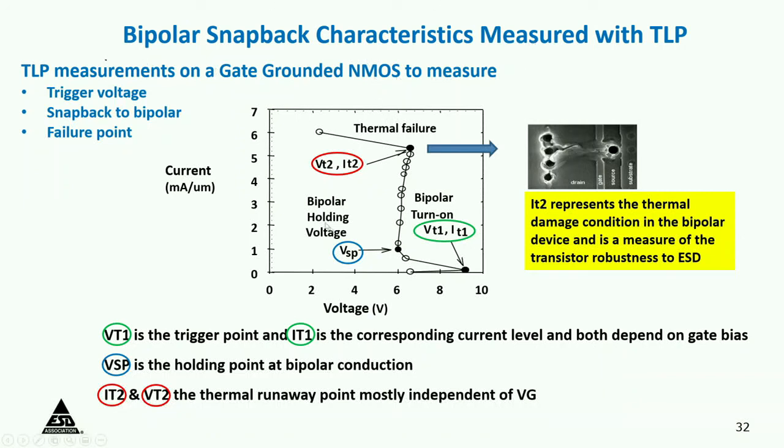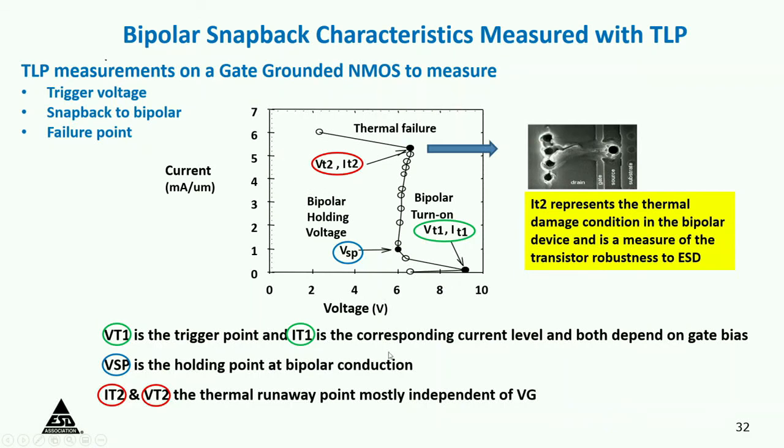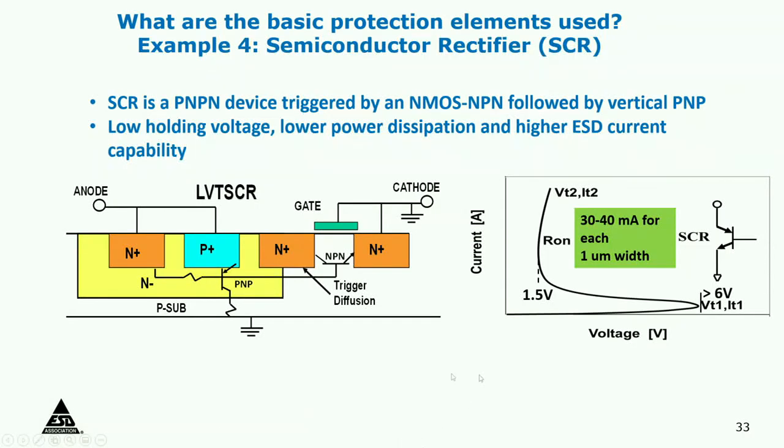IT2 represents the current goal for your protection. So that's how protection devices are turned on. By the way, there is another kind of device, and that is example 4. That is called a semiconductor rectifier, or an SCR, which is much better than a MOS device because it can actually handle much higher current levels than this.